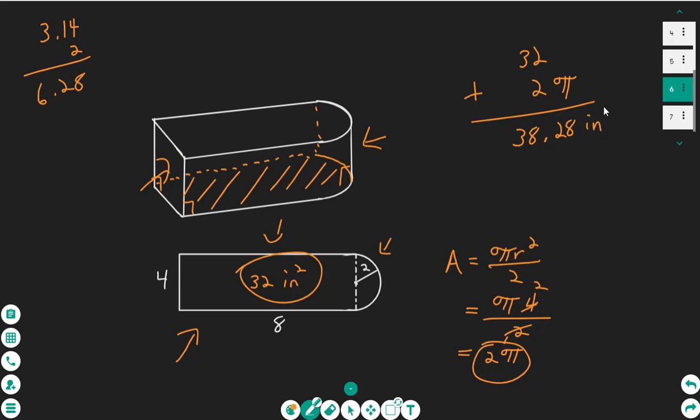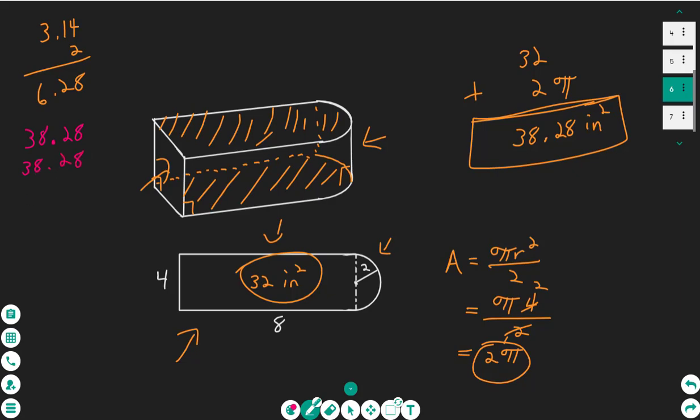38.28 inches squared. So that is the area of the base. Now, because this is a right solid, the top is going to have the same area. So we have, maybe we'll just change color here so we don't get confused. Over here we have our tally of 38.28 for the bottom, but then also another 38.28 for the top. And now we need to find the area for the sides.